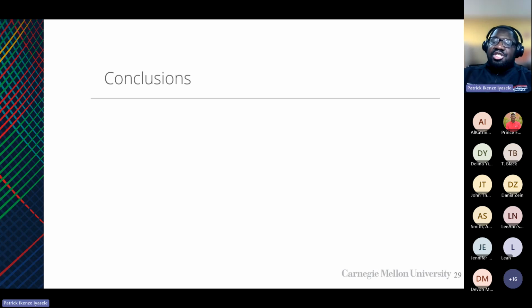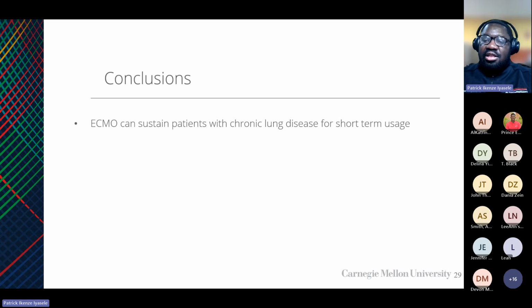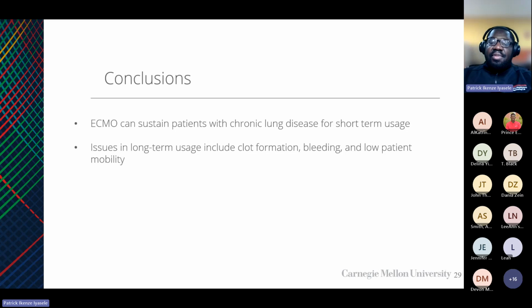So ECMO has been shown to be able to sustain patients with severe chronic lung diseases for short-term usage as a bridge to a lung transplant. Using it for patients that will have to wait longer for a transplant has issues due to the risk of clot formation and bleeding, along with the patient requiring intense monitoring and having limited mobility. These issues require innovation in anticoagulation management and ECMO system solutions.